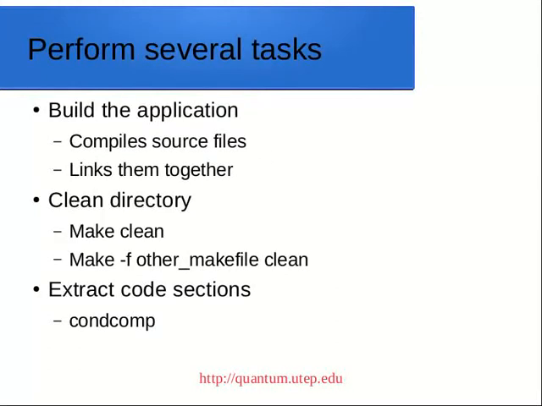Now, this makefile, of course, performs several tasks. It builds the application by compiling all the source files. It puts them all together, or links them, as we say, into a single binary that can be executed. It can also be used to clean the code. That is, for every file compiled, there's an equivalent .o file that is created, and sometimes we need to remove those. So you type make clean, or make -f if you have some other makefile, and then clean.